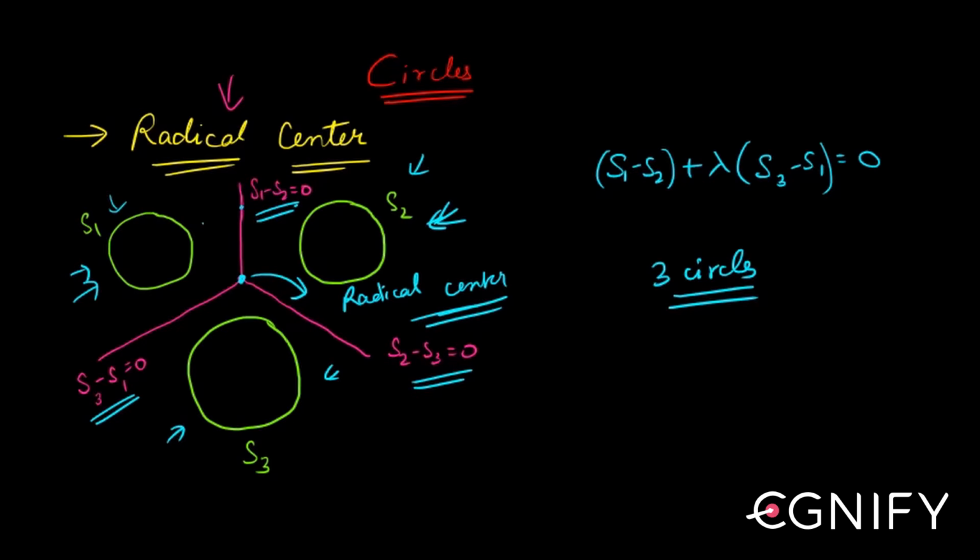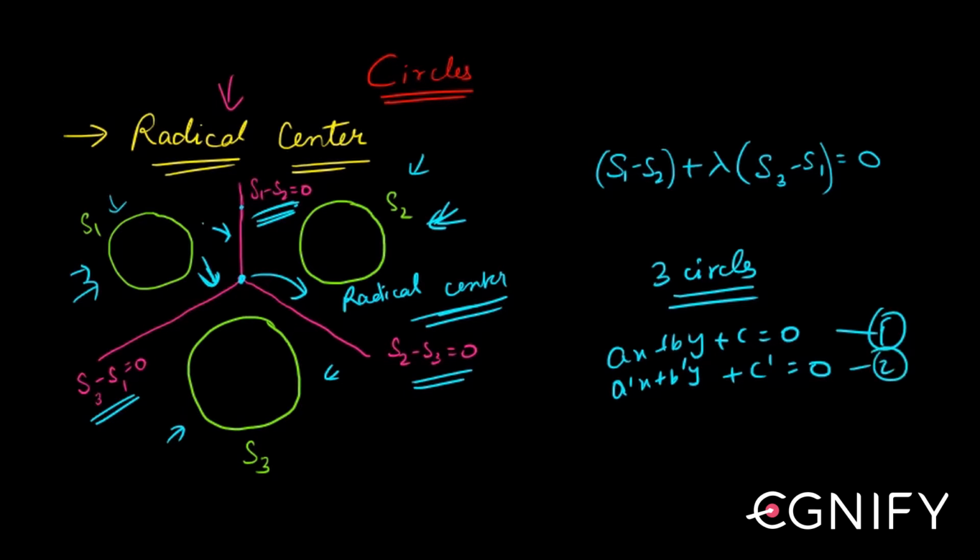You'll pick up any two lines and solve them for their point of intersection. S1 minus S2 will give you a line, let that be ax plus by plus c equal to 0, and S3 minus S1 will give you another line, let that be a dash x plus b dash y plus c dash equal to 0. You'll solve 1 and 2 to get the xy. And what will that xy give you? It will give you the coordinates of this radical center.